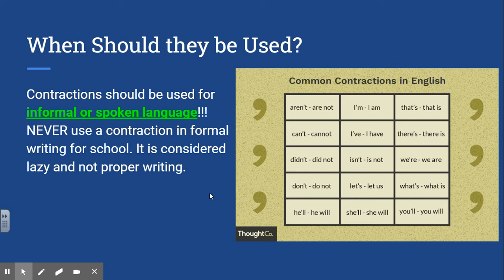Now, contractions are totally fine and serve their purpose in spoken and informal language because they help us to more quickly get our thoughts across, to convey our needs, right? But in formal settings and formal writing, it's considered not good grammar practice.